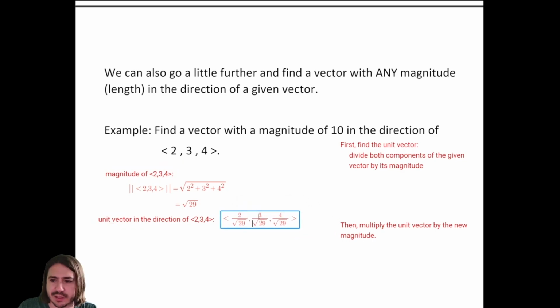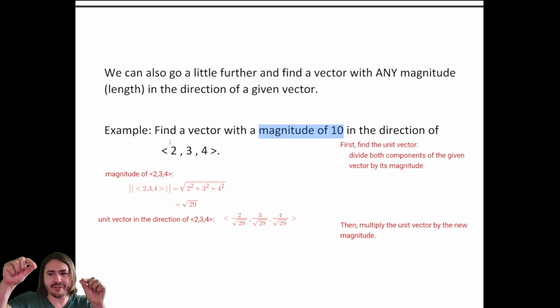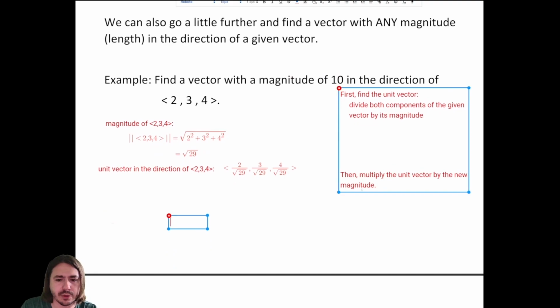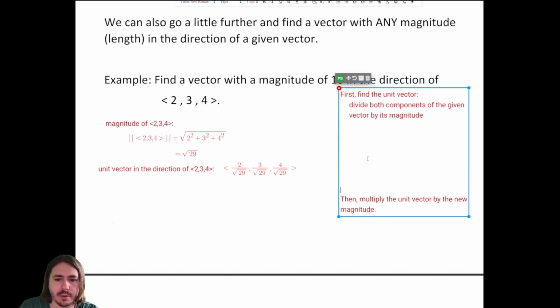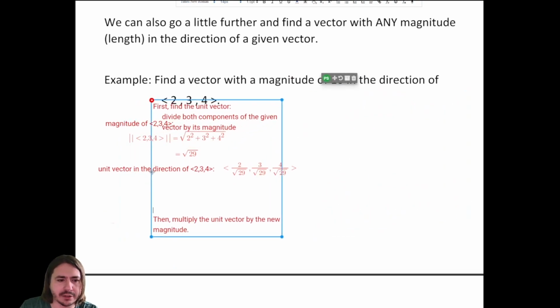So basically what this represents is a vector in the same direction as this one, but the magnitude is only 1. And so what we can do is scale this back up so that it has a magnitude of 10. Basically what we're doing is taking a vector, shrinking it down so that it has a length of 1, and then multiplying it by 10 to make it the magnitude that we want. Okay, so that's going to be our last step here. Multiply the unit vector by the new magnitude.